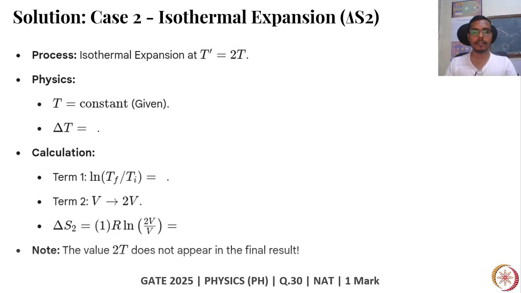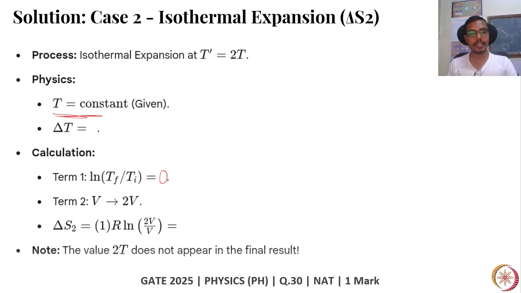Then we move to case number 2, which is the isothermal expansion at temperature 2T. By definition, isothermal means the temperature is constant. So again, the first term in our entropy formula vanishes, as we saw in the last slide.